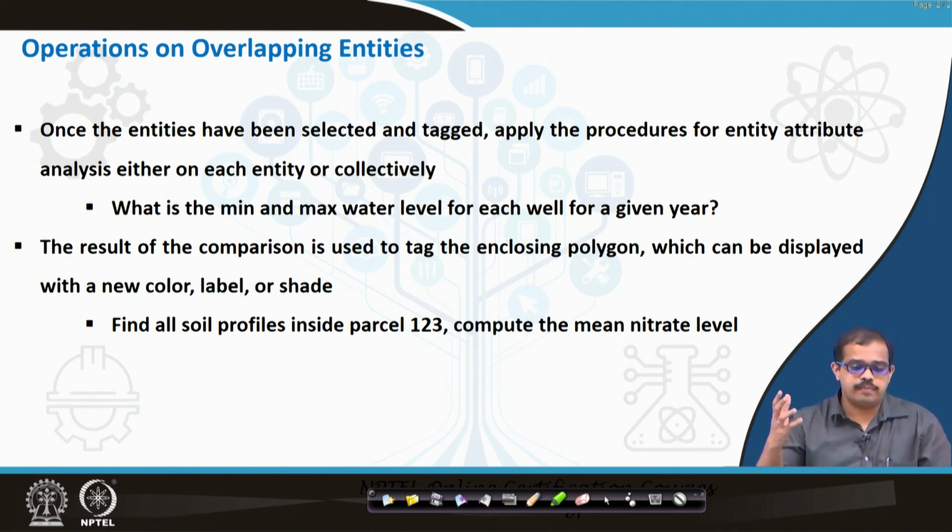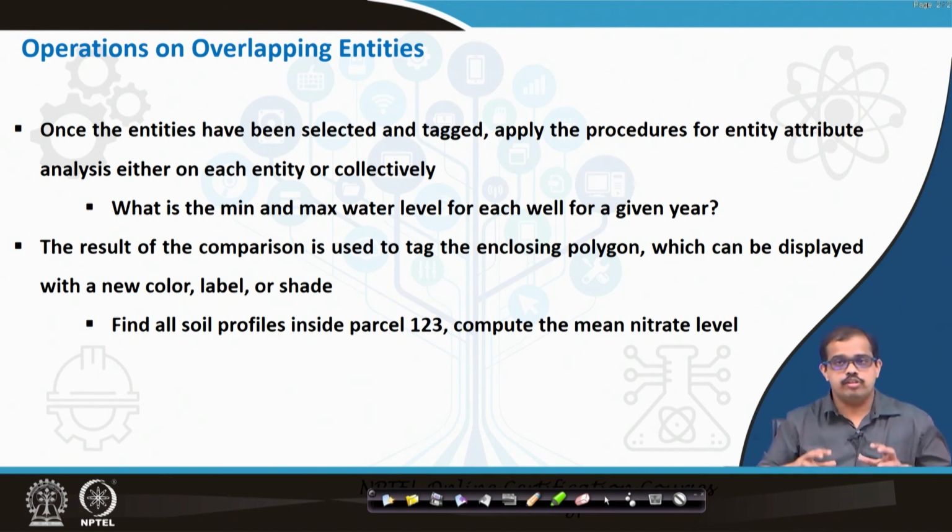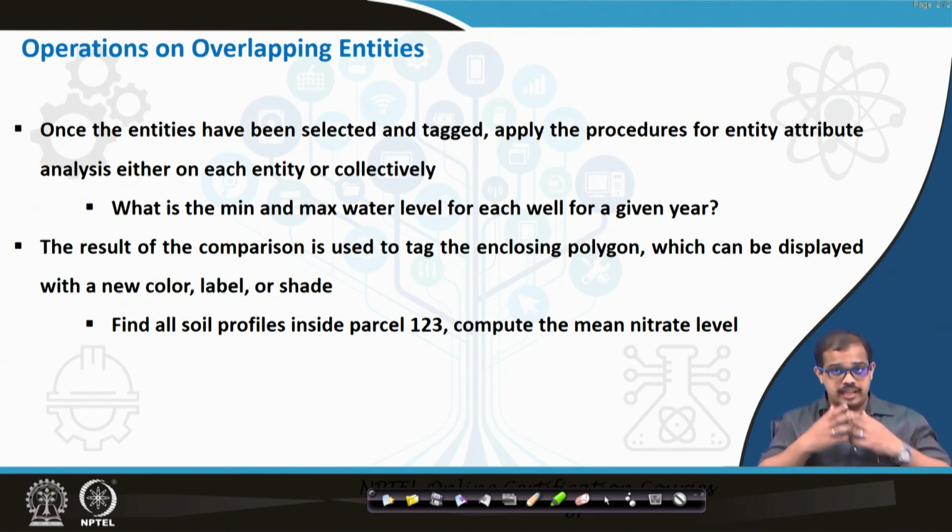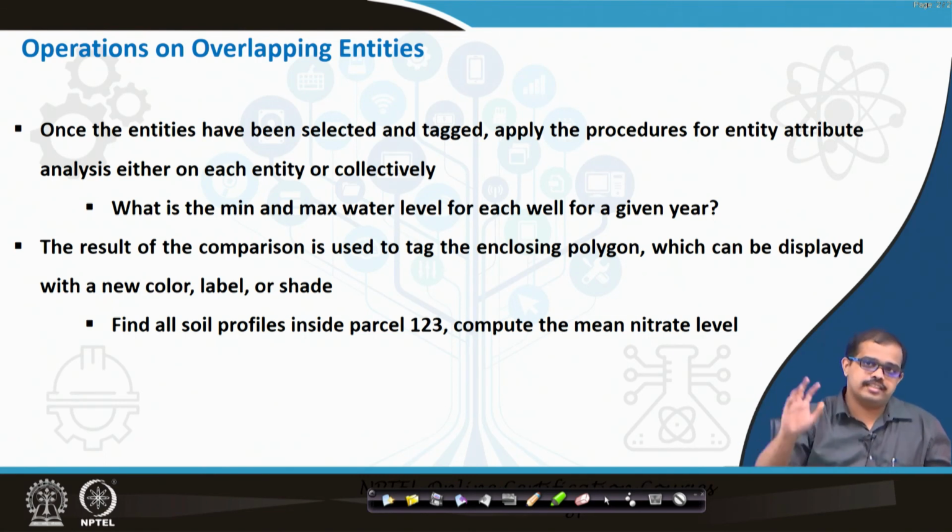Once the entities have been selected and tagged, we have to look at entity analysis, either on each entity or collectively. This I have spoken about before also. For example, what is the minimum and the maximum water level for each well? When you are looking at each well, it is each entity. If you are looking at all the wells in the area in a given year, then you are looking collectively at the entire area.